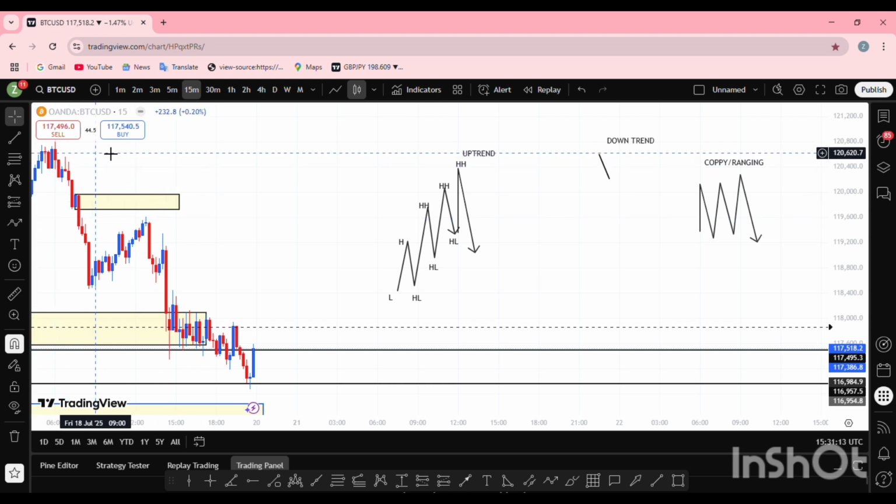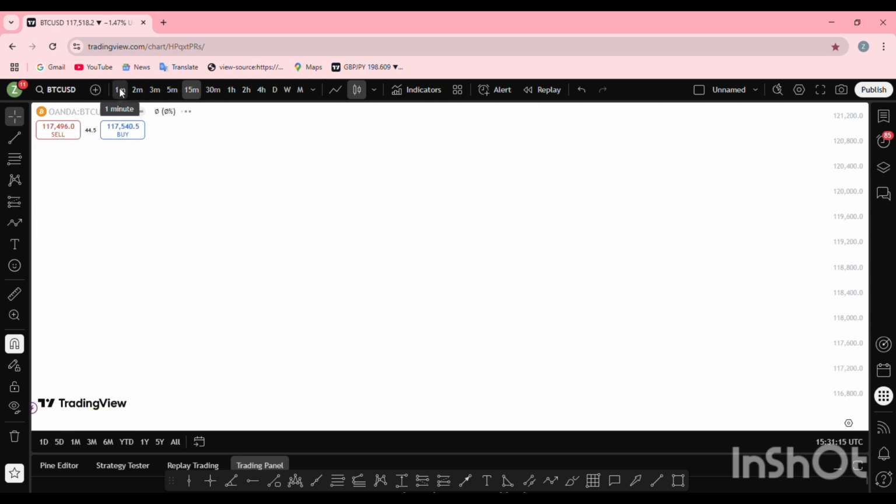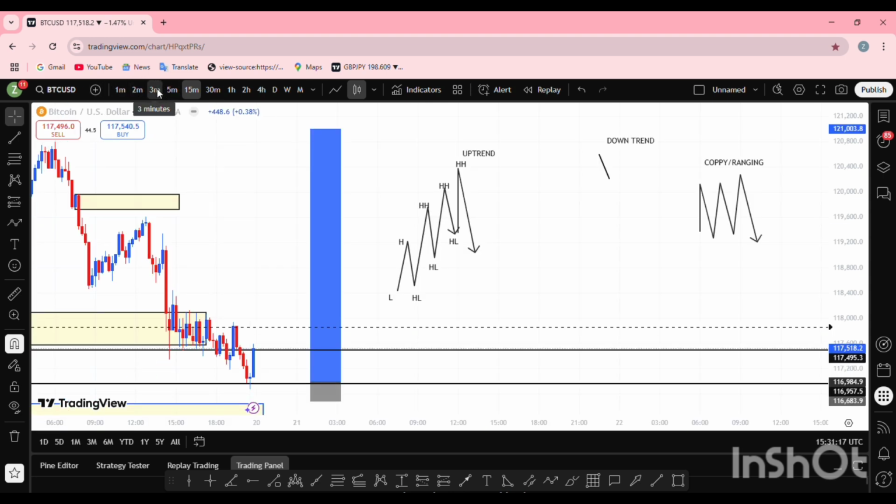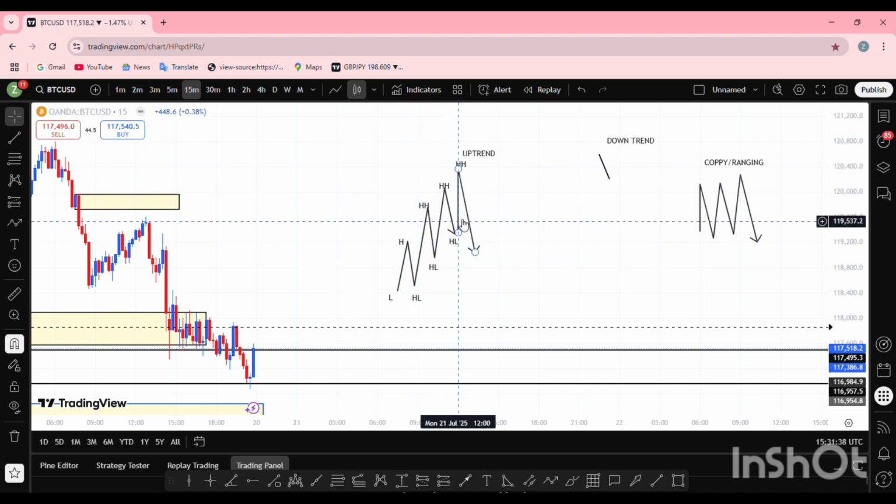So on top here, where you can see my cursor, this is where we have the timelines. That way you can see we have 1 minute, 2 minutes, 3 minutes, 5 minutes. Those are time frames, right? Depending on how you do your market. For me, I analyze from daily time frame going down to 15 time frames. I take my trades at 15 minutes.